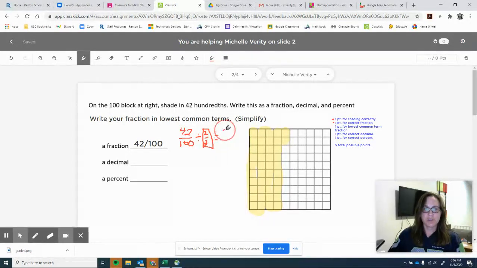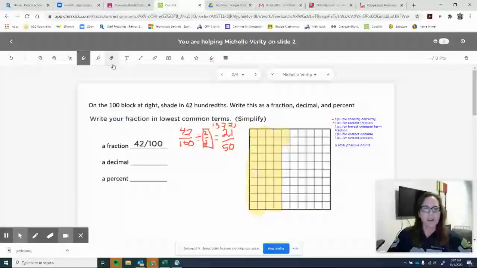So 42 divided by 2 is 21, and 100 divided by 2 is, technically, yes, 50. Now the factors, I want to see if I can simplify this even more. So the factors of 21 are 1, 3, because 3 times 7, so 3, 7, and 21. Those are the only ways to get to 21. So the factors are 1, 3, 7, and 21. Does 50 share any of those factors? It shares 1, but that doesn't simplify anything. 3 doesn't go into 50, 7 doesn't go into 50, and 21 doesn't go into 50.